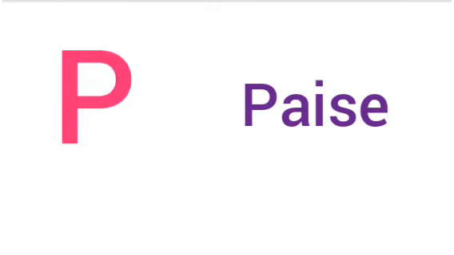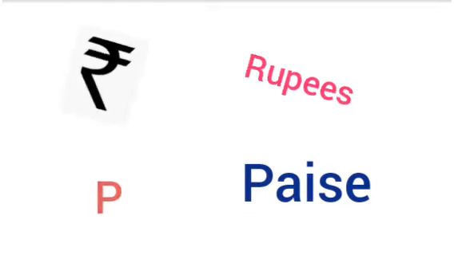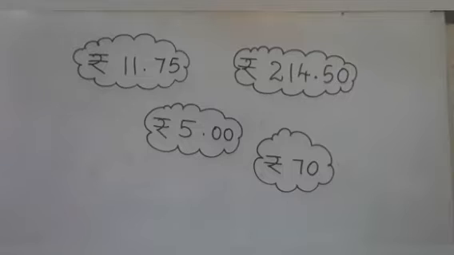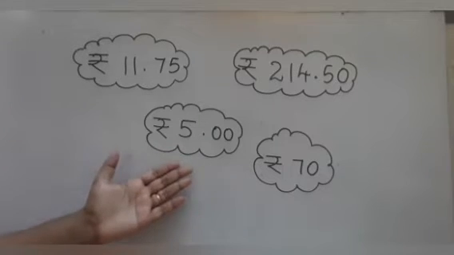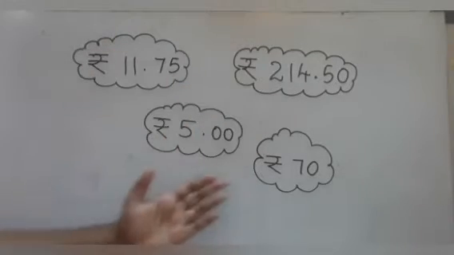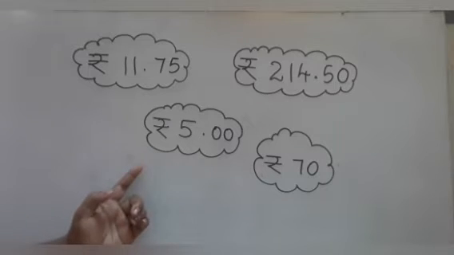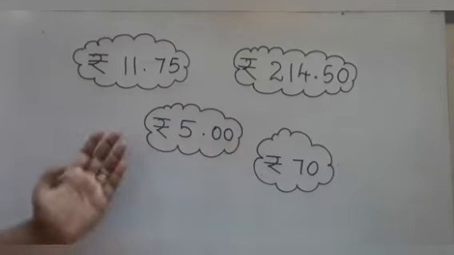And we use the letter P to represent paise. Dear kids, this is the symbol of rupees, and P is used for paise. Here are given examples of money.